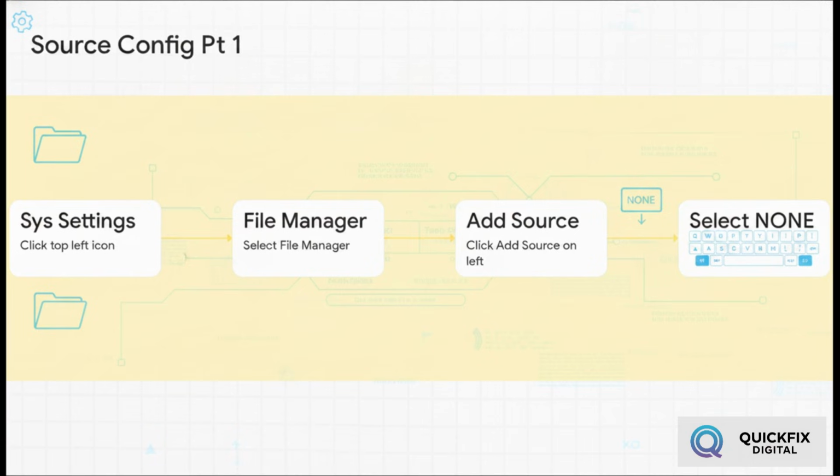First, from your main dashboard, look up to the top left and click the System Settings icon. You know, the one that looks like a little gear. From that menu, go ahead and click on File Manager. Next, look to the left side of your screen, hit Add Source, and a dialog box will pop up.